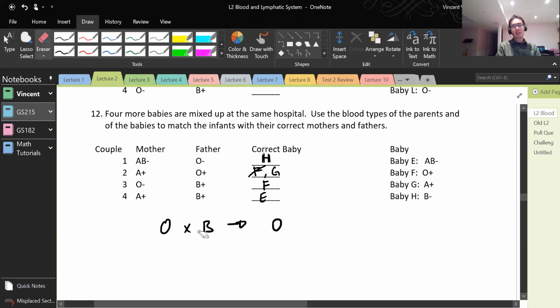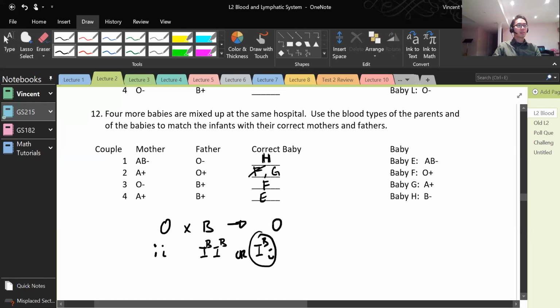And this is one of the things that people get confused about, right? Like, how is it possible? Where did the B go, right? Well, O is little i, and B could be I^B I^B, or I^B small i. So if he or she is heterozygous, then it's possible for this couple to have a type O.